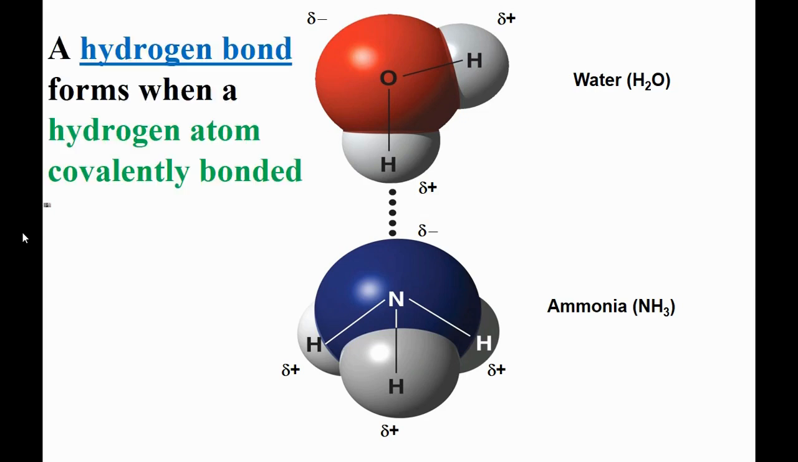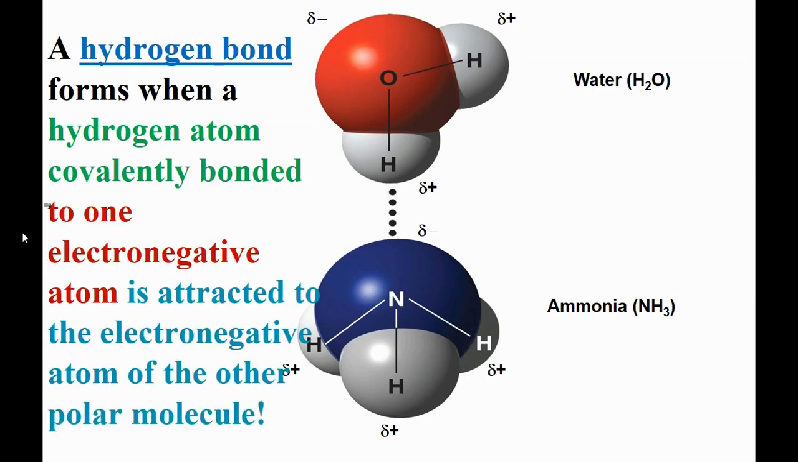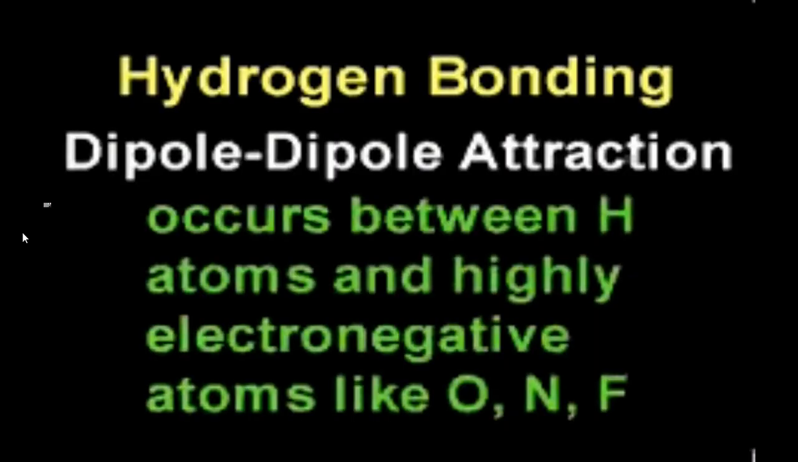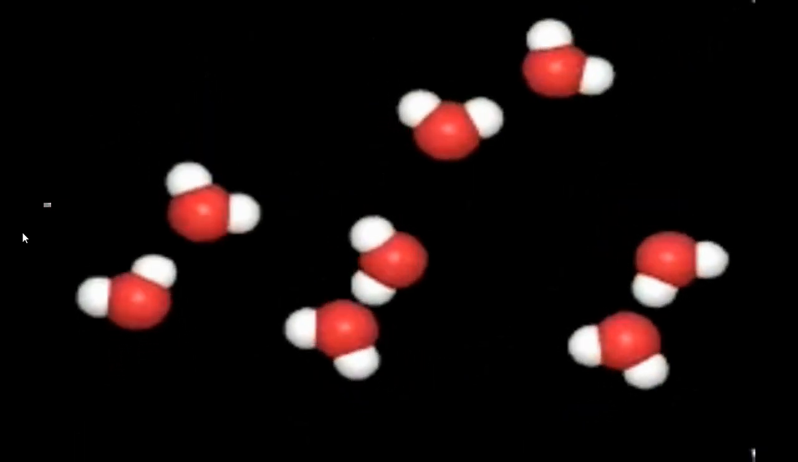It says a hydrogen bond forms when a hydrogen atom covalently bonded to one electronegative atom is attracted to the electronegative atom of the other polar molecule. Hydrogen bonding is a strong dipole-dipole attraction between molecules in which hydrogen is bonded to highly electronegative atoms, such as oxygen, nitrogen, and fluorine. Water is an example of a substance where hydrogen bonding occurs.